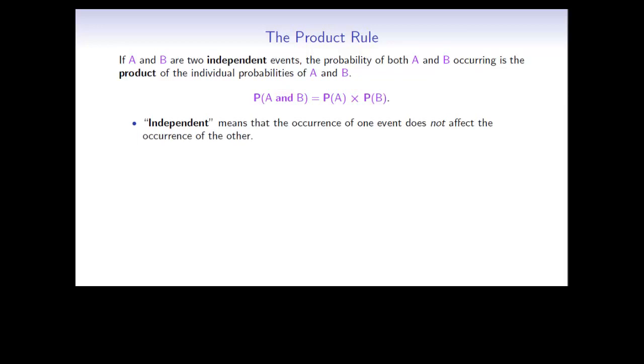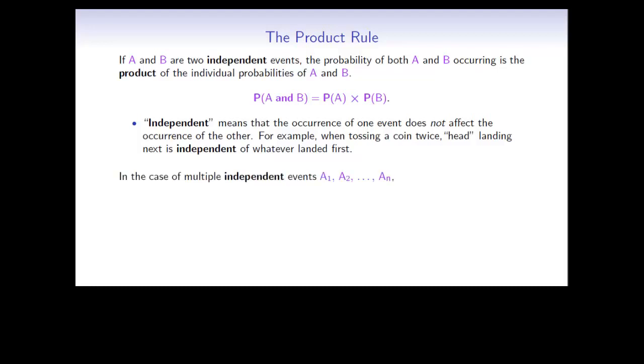Independent events mean that the occurrence of one event does not affect the occurrence of the other. So for example, if you were to toss a coin twice, then getting a head in the second toss is independent of what you got in the first coin toss. The product rule can also be used for multiple independent events, in which case you would just multiply the probability of each of the independent events to get the total probability.